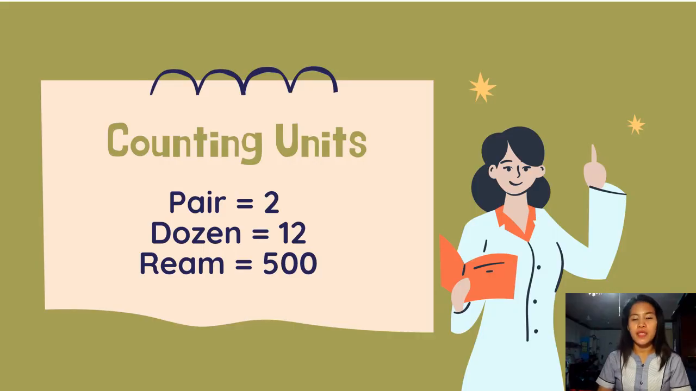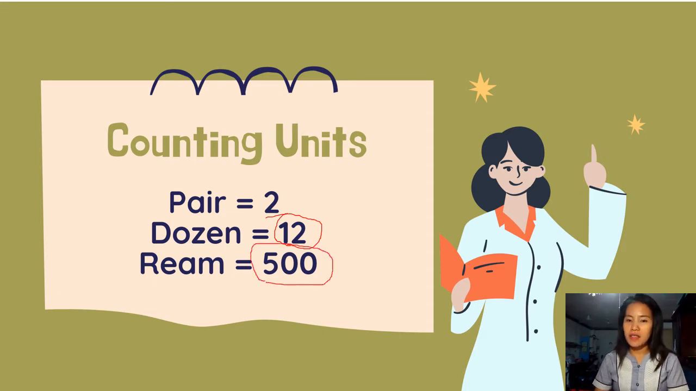Counting units represent a specific number. Like a pair, it is representing 2 pieces. For a dozen, it represents 12 pieces. And a ream represents 500 pieces.